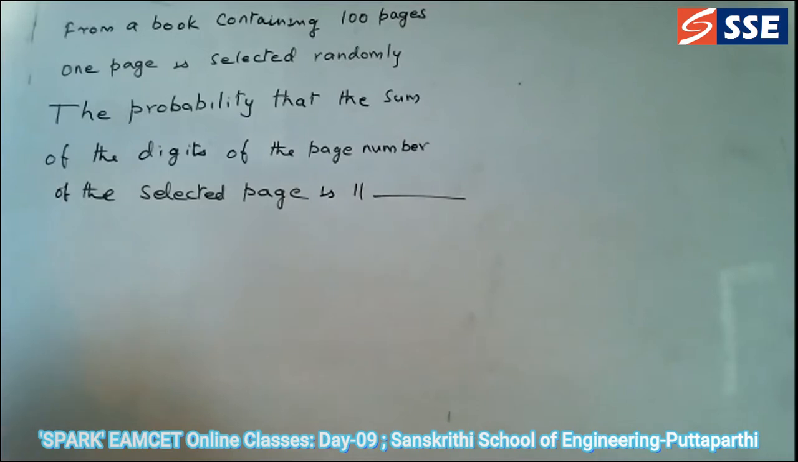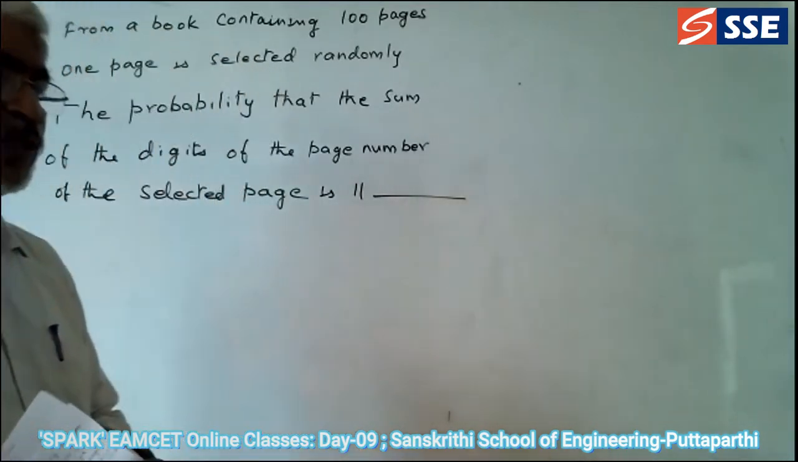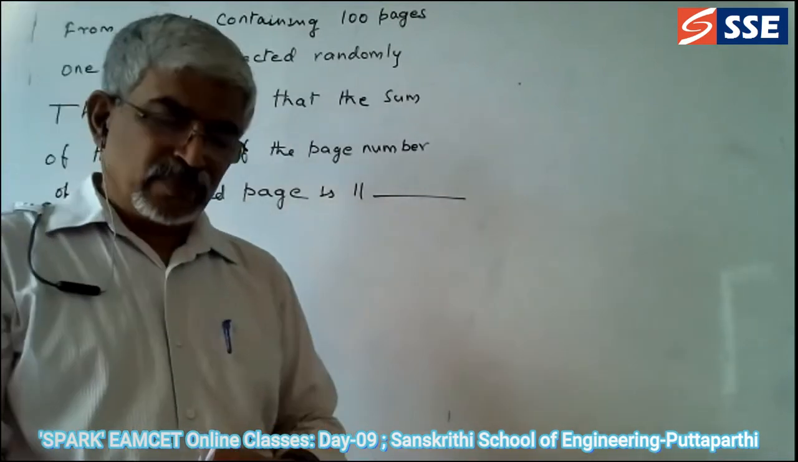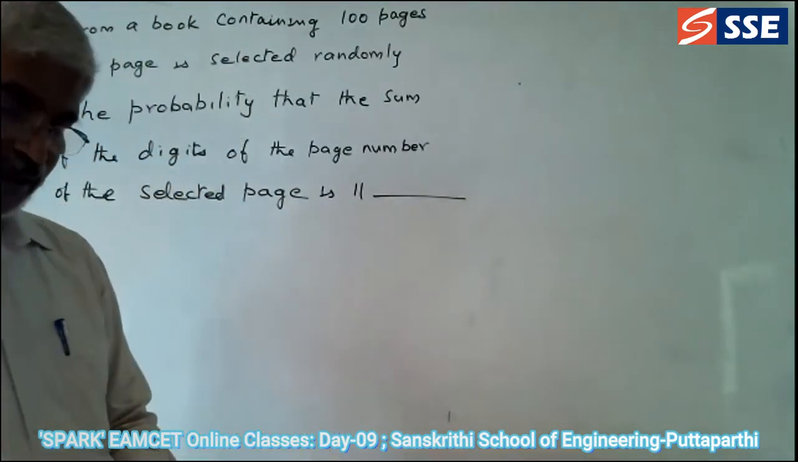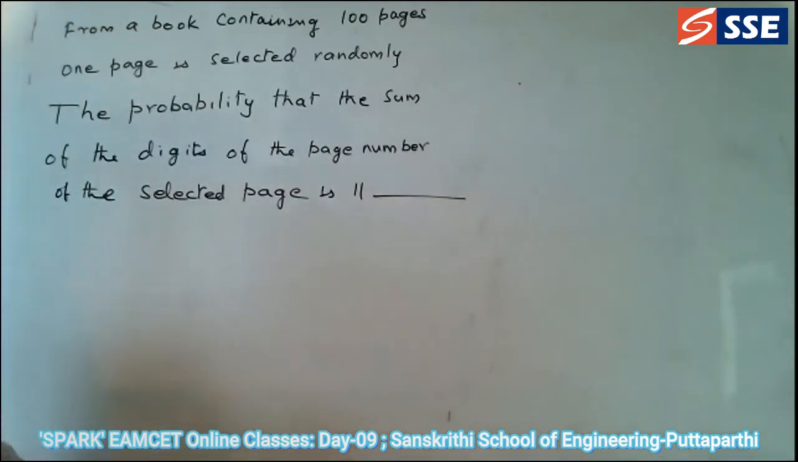So we have to find what the pages are. It starts from 11. What are the pages you are having? You can have 11. The sum of the digits of the selected page is 11. So now what are the pages you are having?